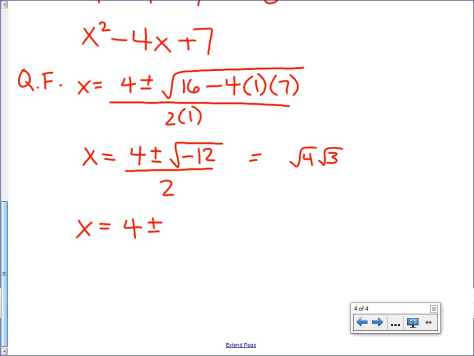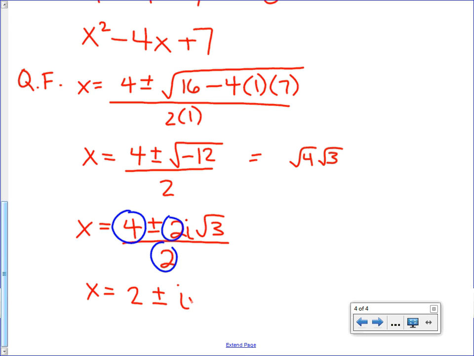Because 4 has a square root, and we can simplify that. So the square root of 4 is 2. So instead of writing plus or minus the square root of 12, I'll write plus or minus 2i square root of 3. And this is still over 2. And finally, I simplify my fraction if I can simplify all three of these by the same thing. And I can divide them all by 2. So this will become 2 plus or minus i square root of 3. And these are my other two solutions.